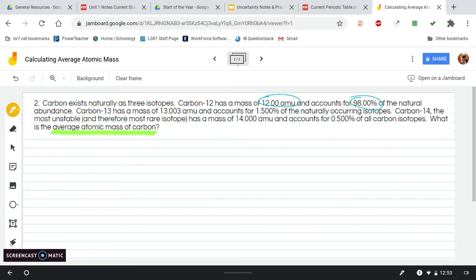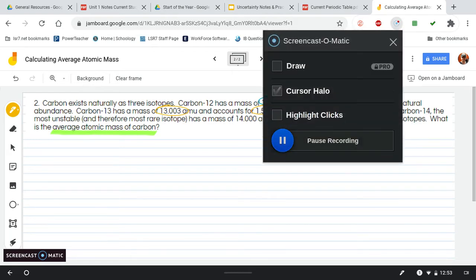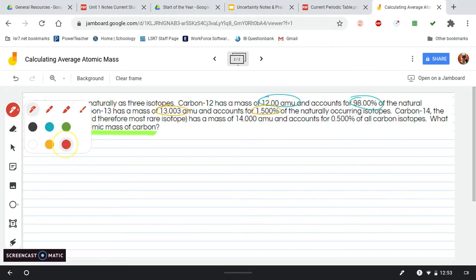And carbon 13, which weighs 13.003, is 1.5% of what we find out there. And then the rarest type of carbon is this carbon 14. So that's the rarest one. And it is the most unstable, meaning it just doesn't stay around very long. And it weighs 14 and is 0.5%.